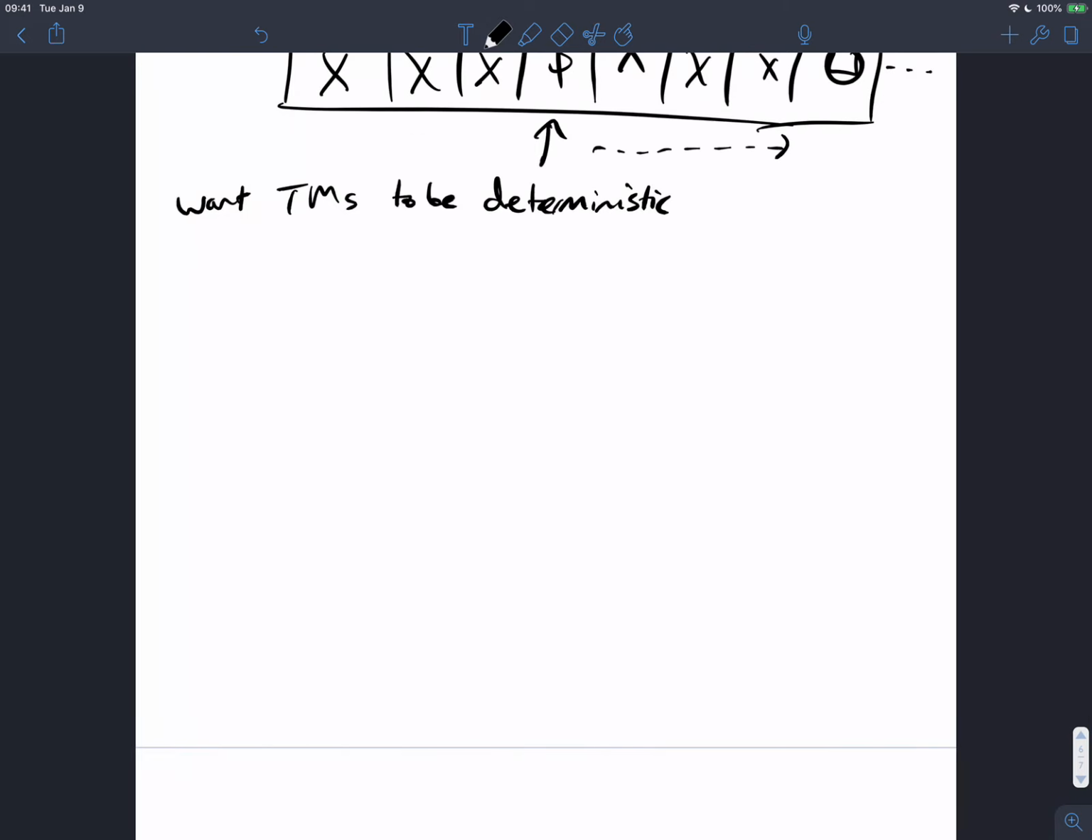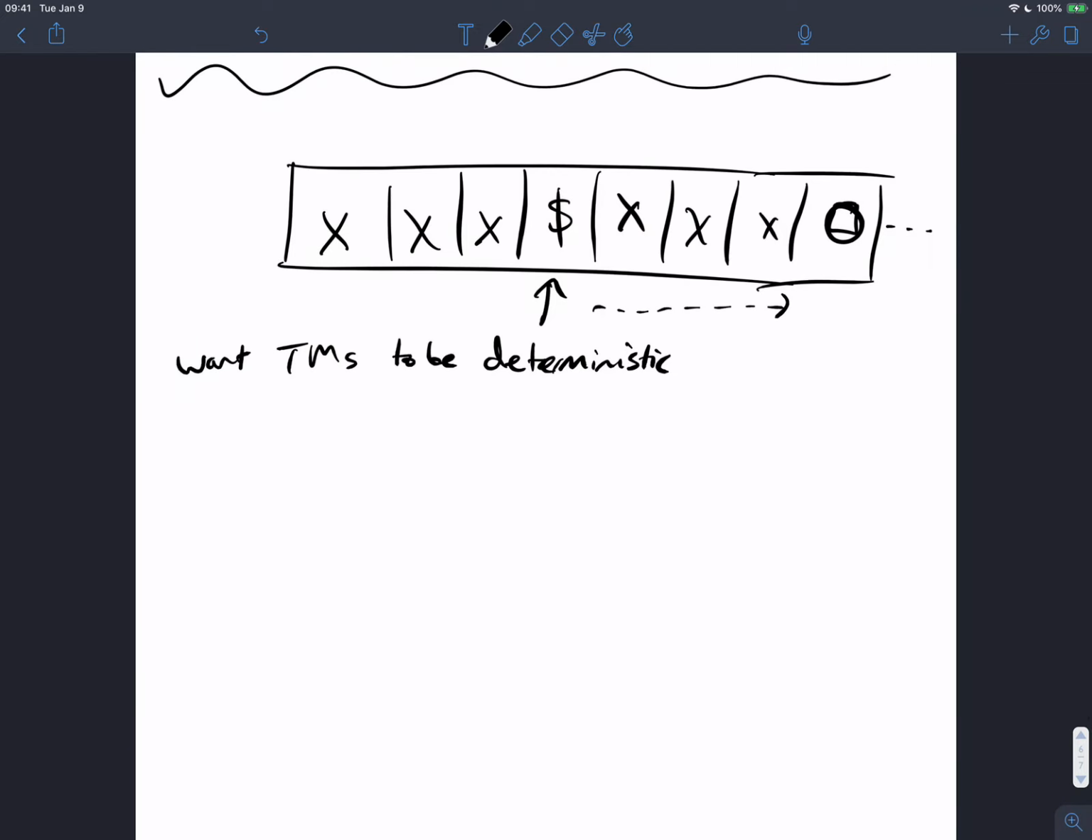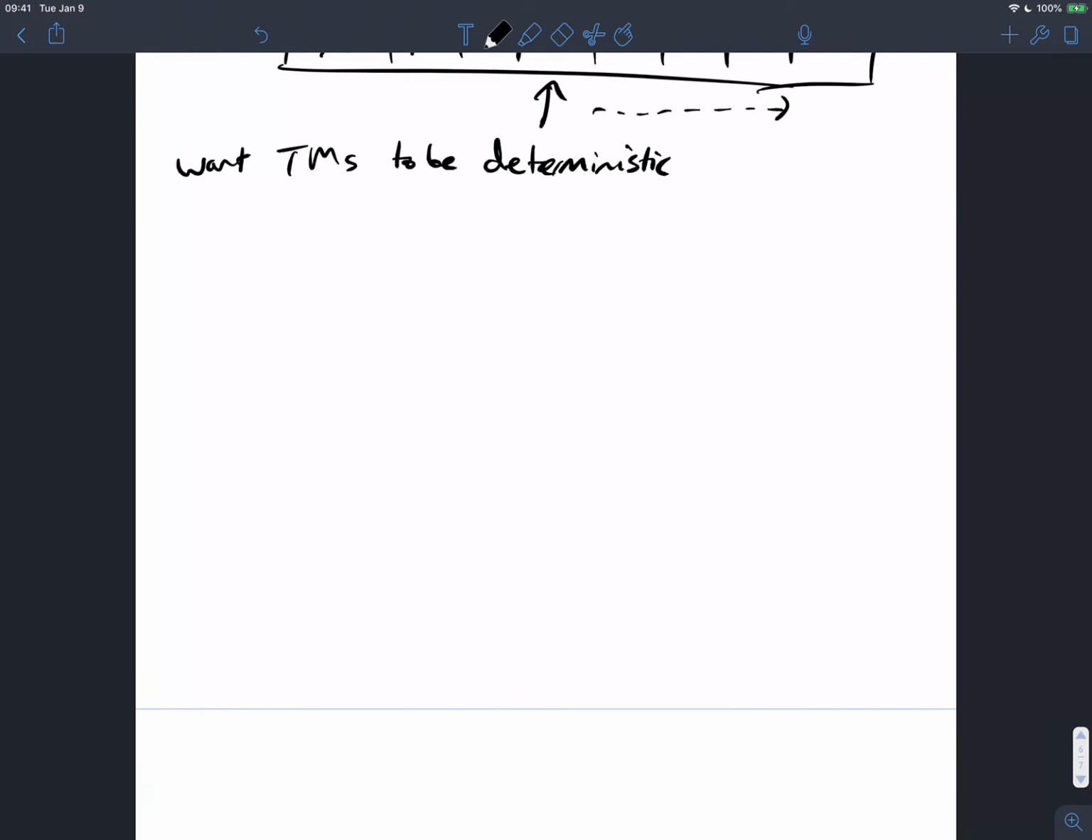Okay, so now we're going to make a state diagram for a Turing machine to recognize this language. If it's presented an input of 0 to the n, it'll say accept or yes. And if it's any other kind of input, it'll say no or reject.